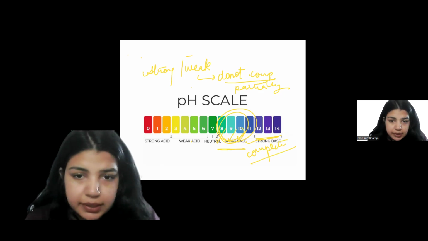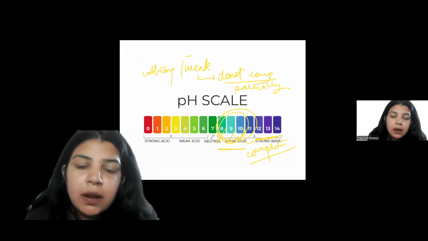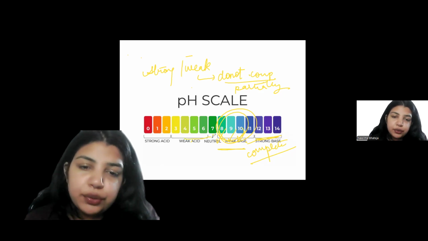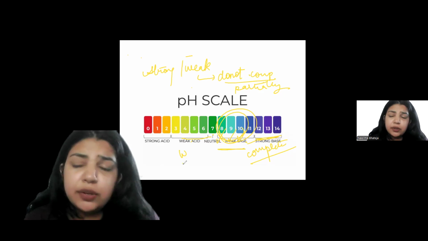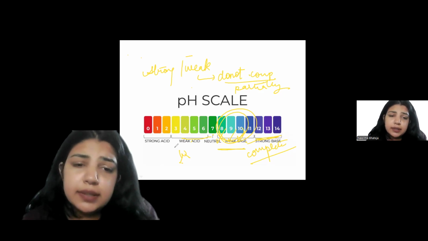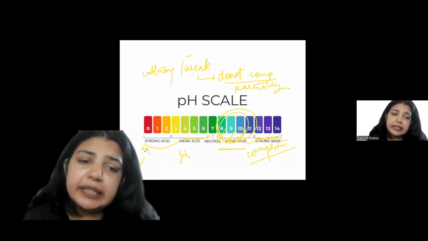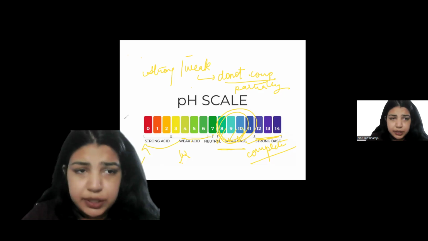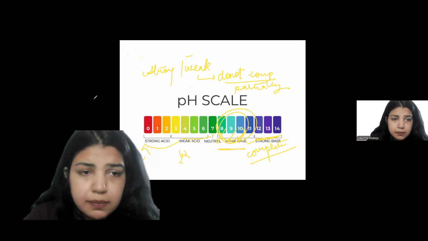Same in the acid cases, like 6, 5, 4 up to 3. They are weak because they have not completely dissociated their H positive ions. And the strong acids have completely dissociated their H positive ions.